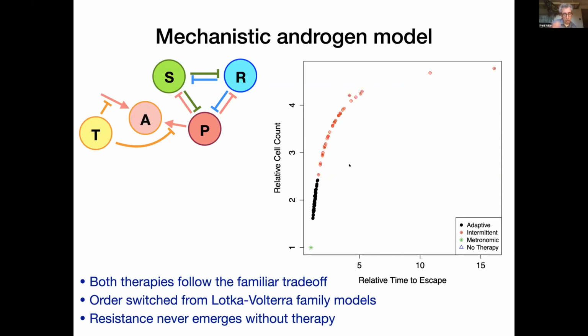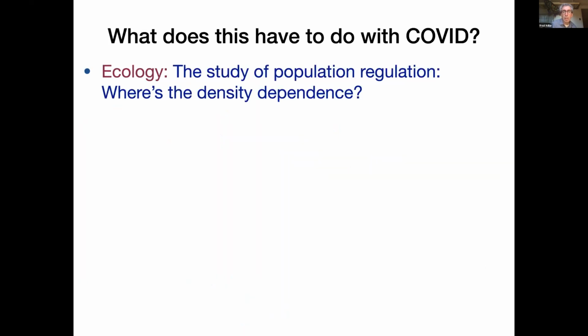And in this case, we looked at a smaller set of intermittent therapies, so they do also cover the full range of this curve. Okay, so people are probably wondering, what does this have to do with COVID? And so I'm going to tell you.